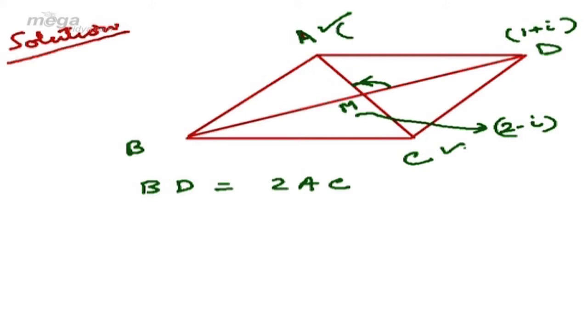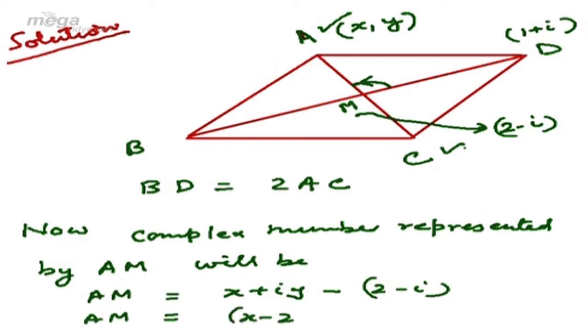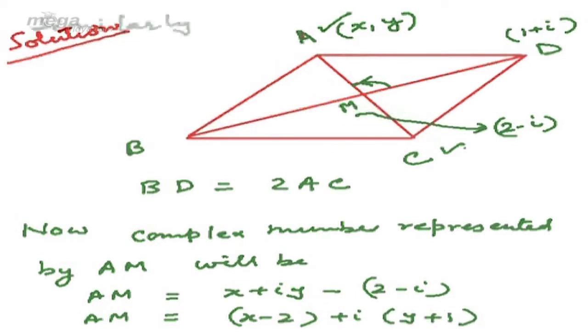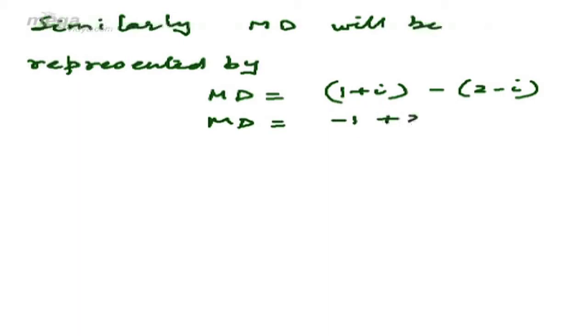Suppose we assume the coordinates of A as x comma y. Now the complex number represented by AM will be x plus iy minus (2 minus i). That is, AM will be x minus 2 plus i times y plus 1. Similarly, MD will be represented by 1 plus i minus (2 minus i). That will become MD equal to minus 1 plus 2i.